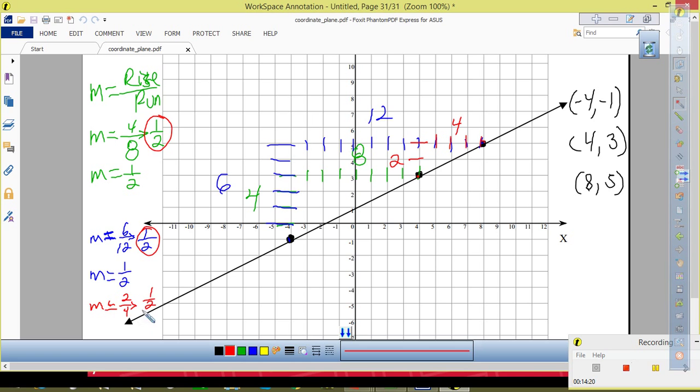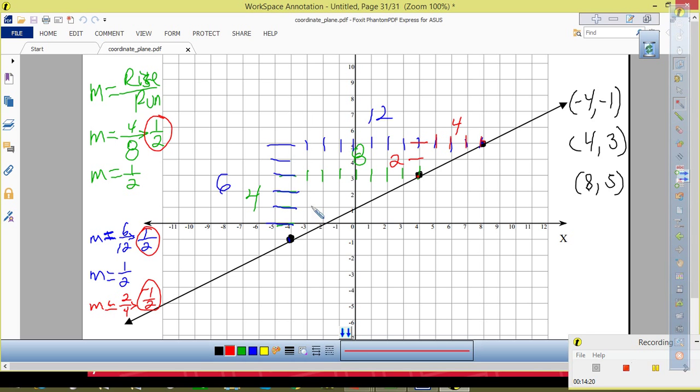So what do you guys notice? Everything reduces to 1/2. So think about this. What would be a key word that you would give your neighbor as to why this is on all those points, from point to point? Because it's a constant rate of change.